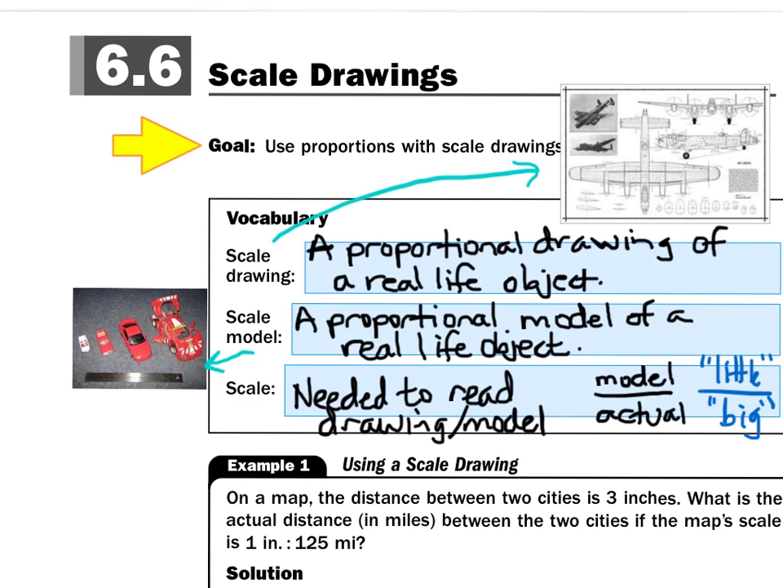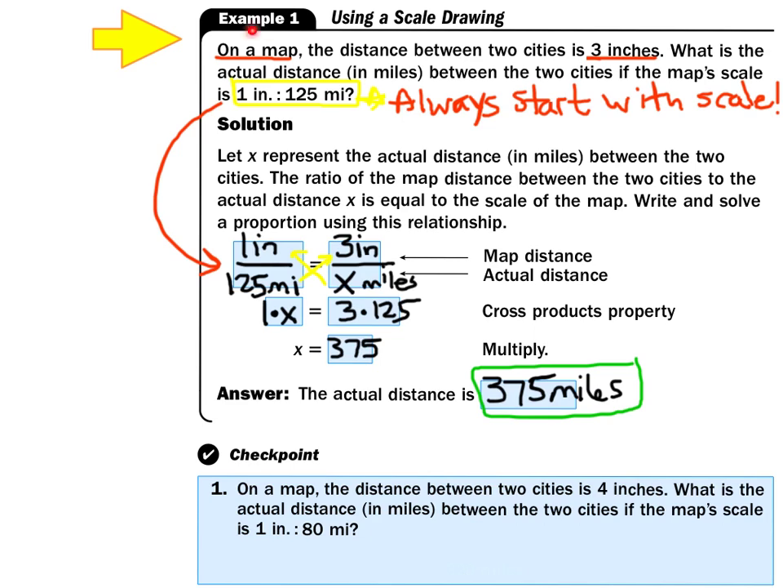And then a scale, you need a scale to be able to read the drawing or read the model correctly. And so typically it's the smaller image or shape or drawing over the actual. They use that. And you'll hear me say little over big when we're comparing these. Okay, so take a look at example 1.